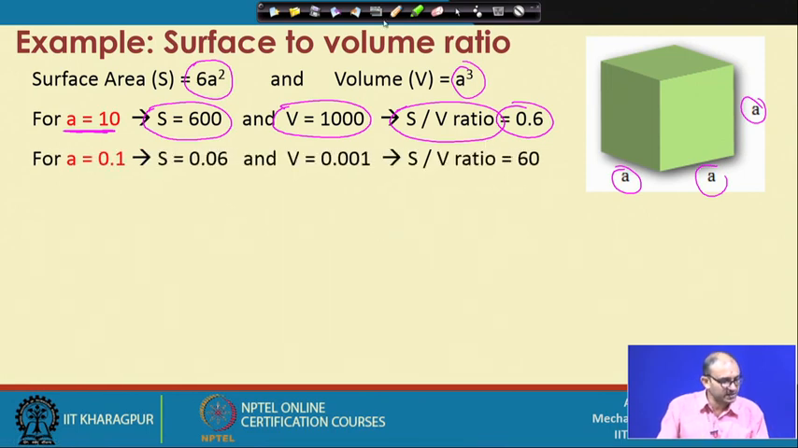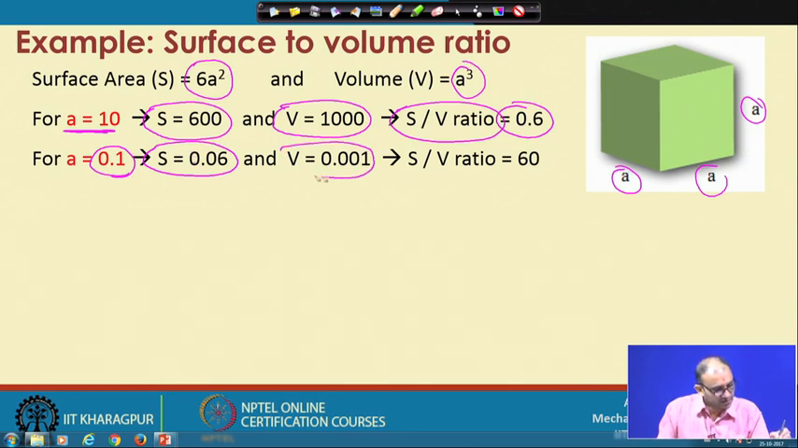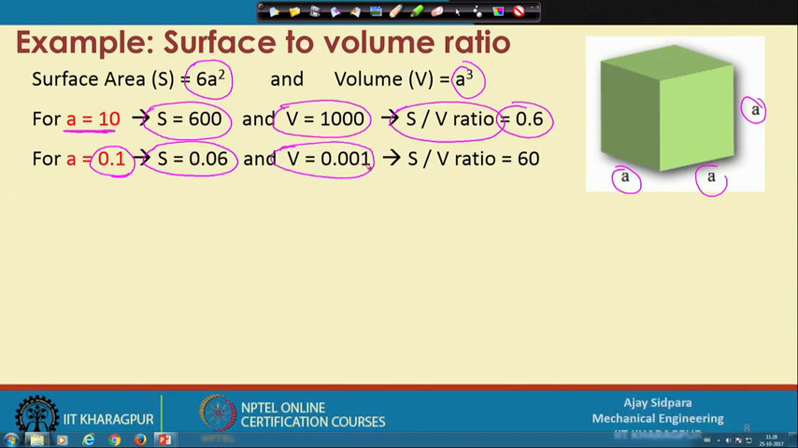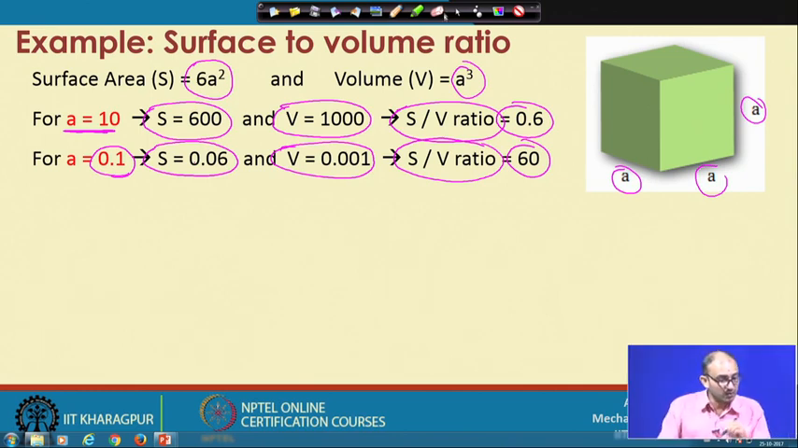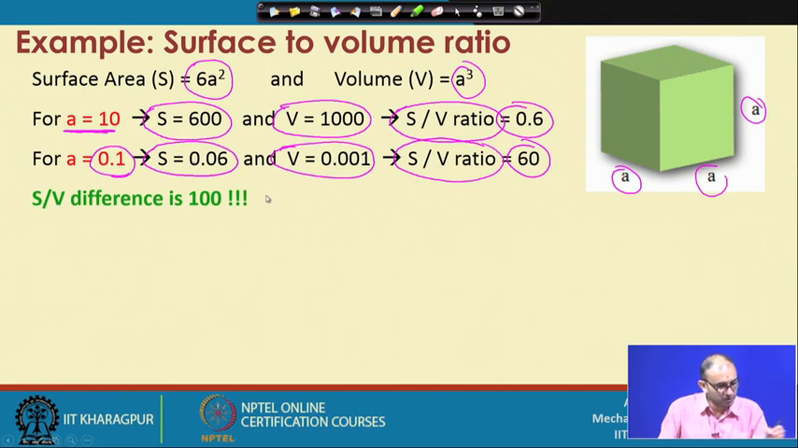Now, let us reduce that size. Now A is 0.1. So, how much have we reduced? We have reduced it by 100. If A is 0.1, now S becomes 0.06 when you put 0.1 in the equation, and then V becomes 0.001. In this case, the surface to volume ratio is now 60, right. So, what is important here? The surface to volume ratio here is 0.6 and here it is 60. So, now the difference is 100.